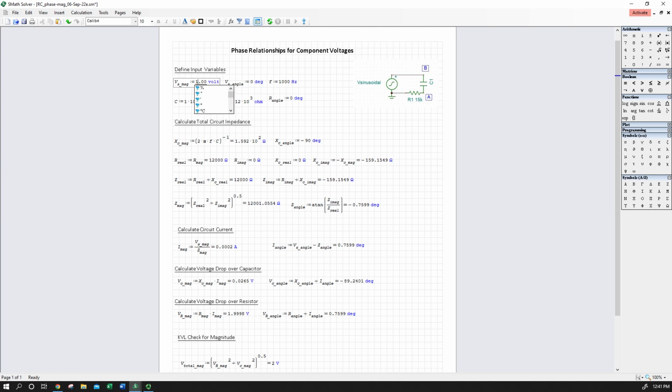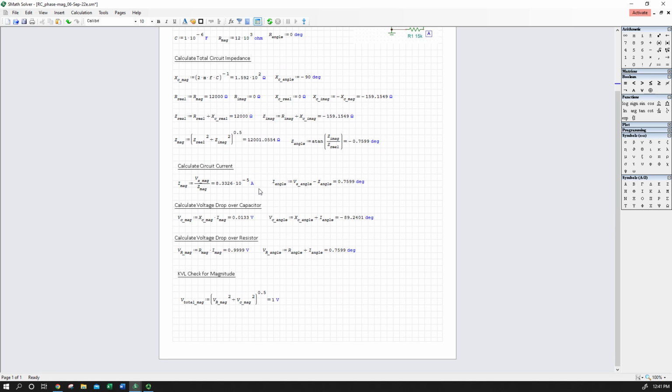Okay, so that's my first check. I've shown that the magnitudes of the voltage drops over the two components add up to the magnitude of the source. The next thing I want to do is make sure that the phase angles of the voltage drops over the components add up to the phase angle of the source. For that, I need to do a little bit more complicated math.